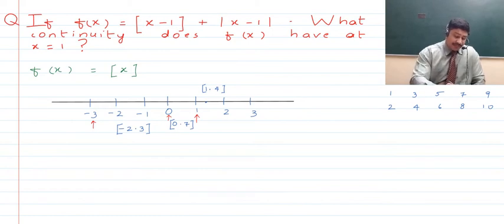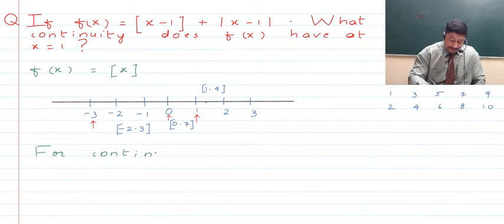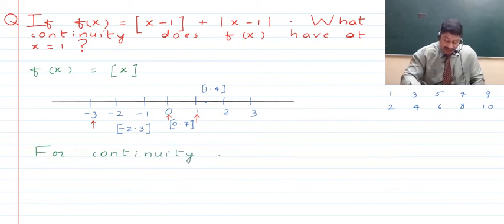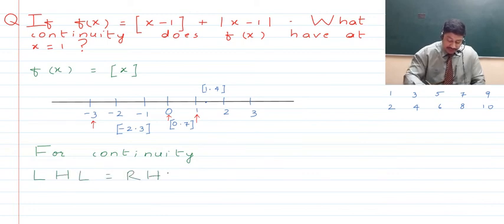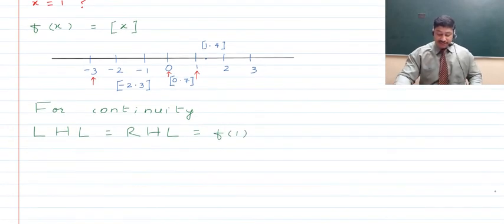We've been given here that if f of x is equal to greatest integer of x minus 1 plus the absolute value of x minus 1, then what continuity does f of x have at x is equal to 1, right? So the first thing we're going to talk about is the definition of continuity. So we will say that for continuity we have the left hand limit to be equal to the right hand limit, which further is to be equal to f of 1, because you've got to detect the continuity at x is equal to 1.